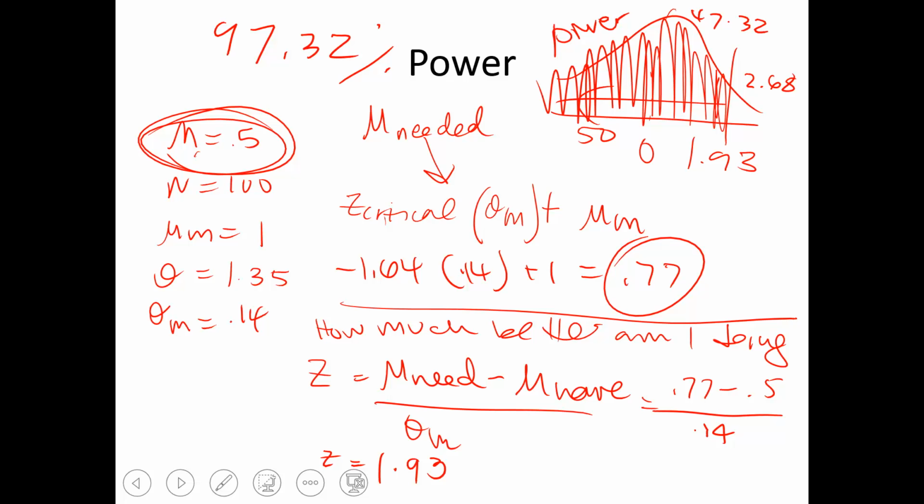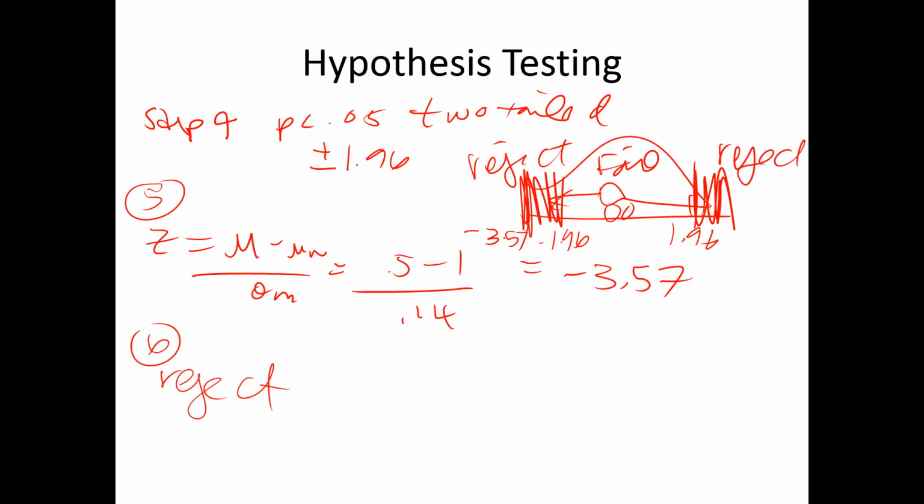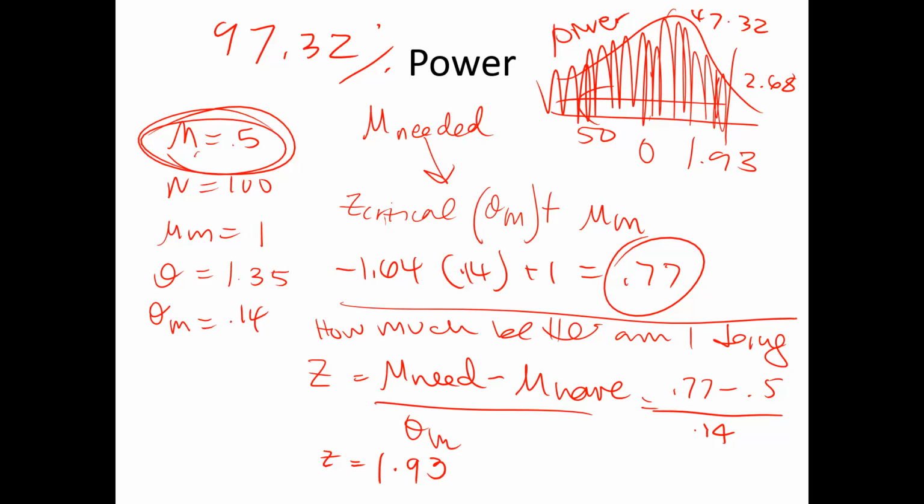So what does that mean? It means that I had a 97% chance of rejecting the null if I should have. That's saying that you're rejecting the null when the null is false. And so when I calculated with my hypothesis testing steps, I was pretty sure the null was false because I rejected it. But I had a 97% chance of finding it if it is actually false.